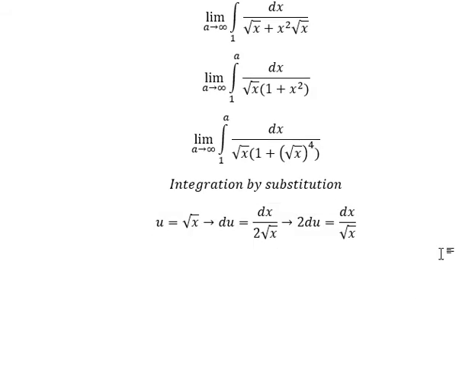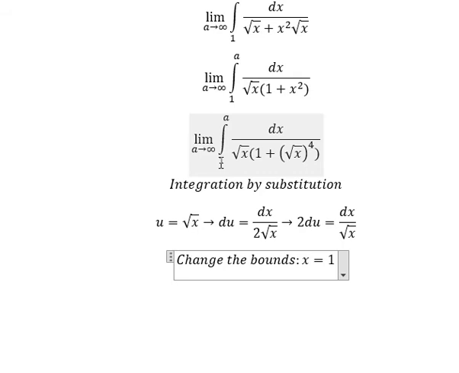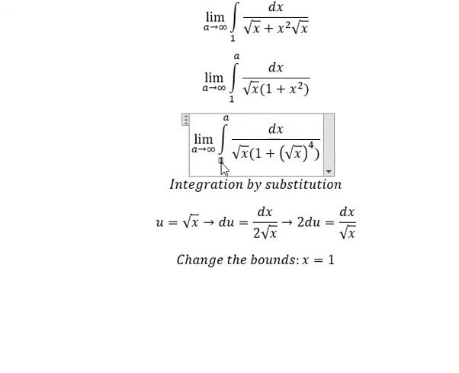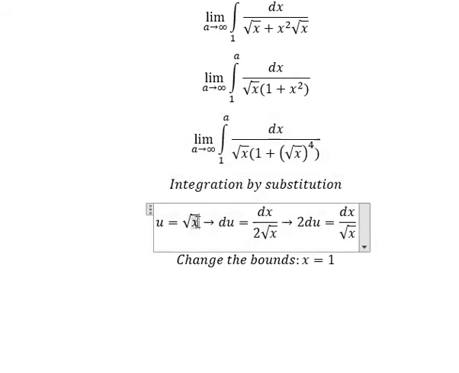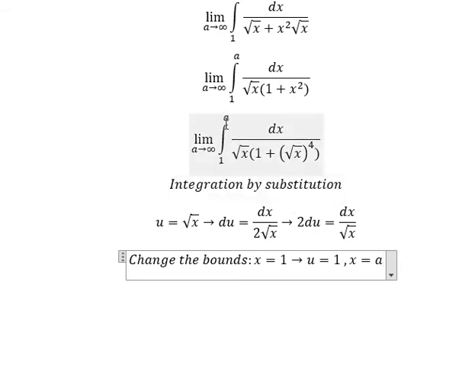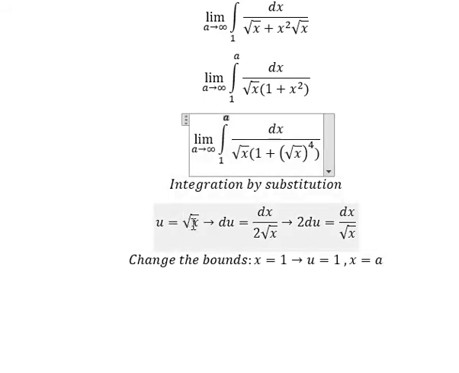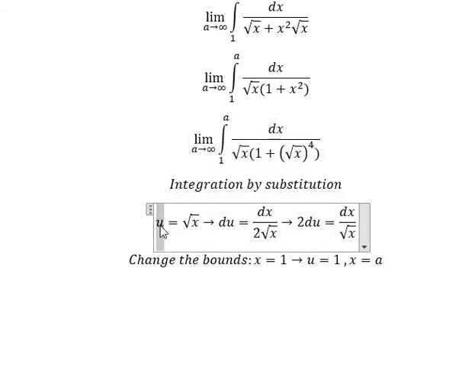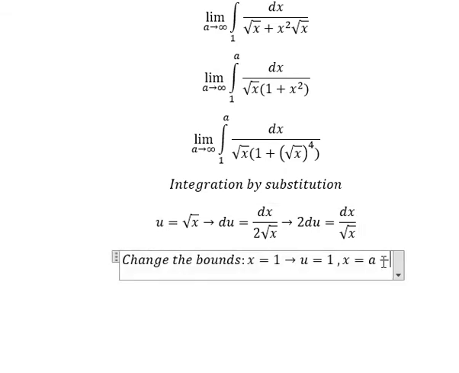Next, we need to change the bounds. When s equals number 1, I put number 1 in here to find the value of u. So u equals number 1. When s equals a, the value of a will go in here, and now we change the value for u, and u equals the square root of a.